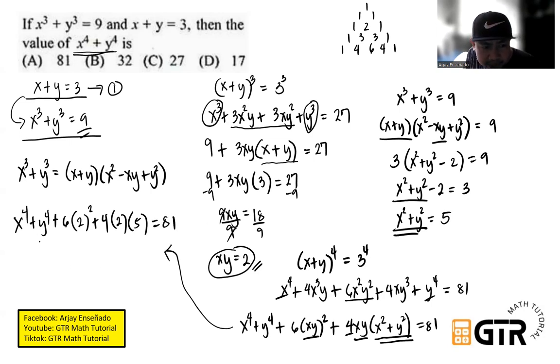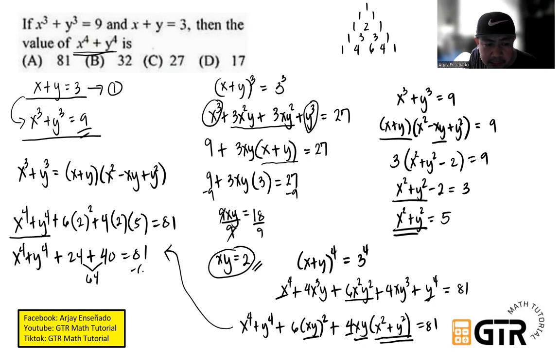Okay, so now we can get the value of x to the fourth plus y to the fourth. So let's just simplify this and put it to the other side. We have x to the fourth plus y to the fourth, plus 6 times 2 squared. So square first, 2 squared is 4, times 6, we have 24, plus 4 times 2 is 8, 8 times 5, we have 40. And then that is equal to 81. So now let's add 24 plus 40, that is equal to 64.